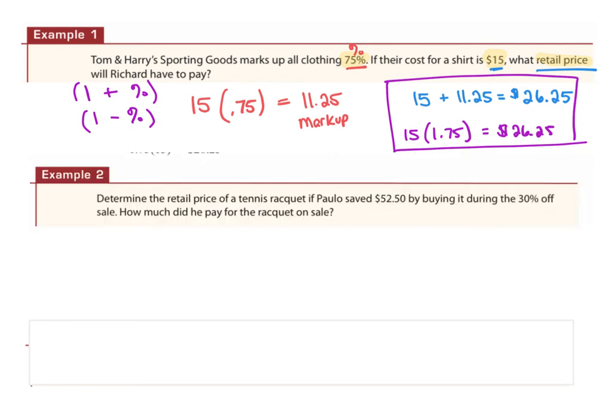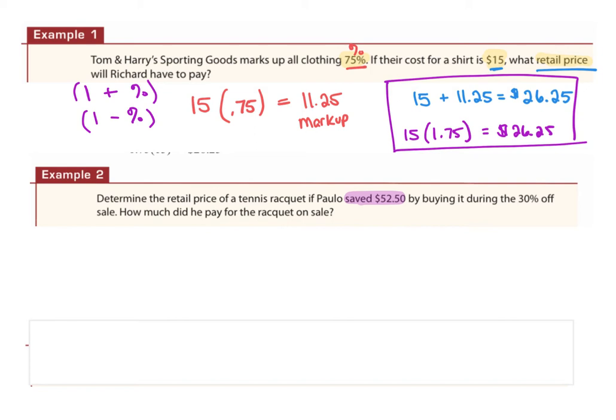So example 2. Determine the retail price of a tennis racket if Paula saves $52.50 by buying it during the 30% off sale. How much did he pay for the racket on sale? All right, so they have told us how much he saved on this tennis racket. He saved $52.50.